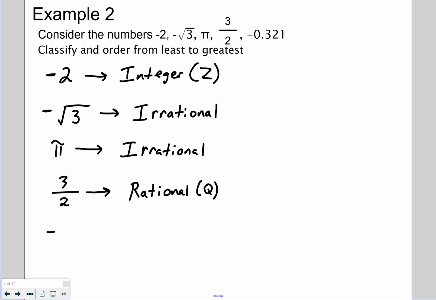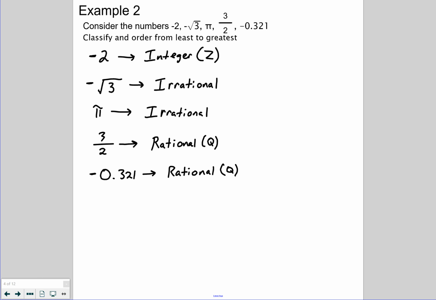And last but not least, -321 thousandths, or -0.321. Jose. Rational as well. And why is it rational, Jose? It stops. Excellent. So, Camilla, another one of those. It stopped later than some, but it still stops. All right, nice work, guys. That was impressive. Let's order it.